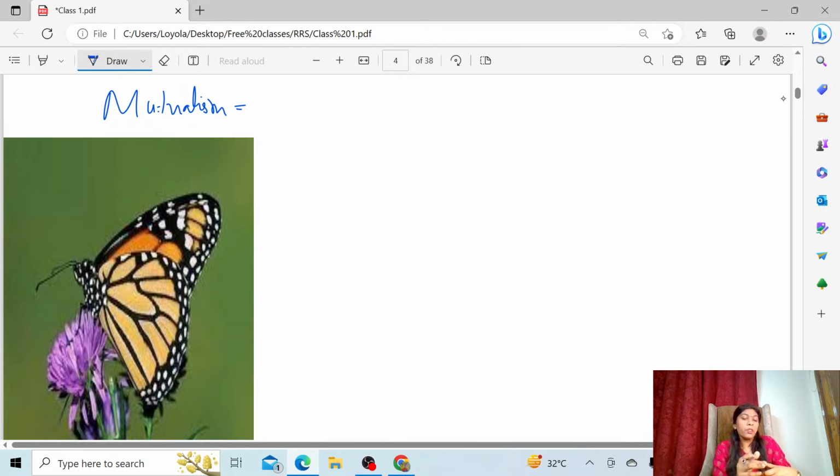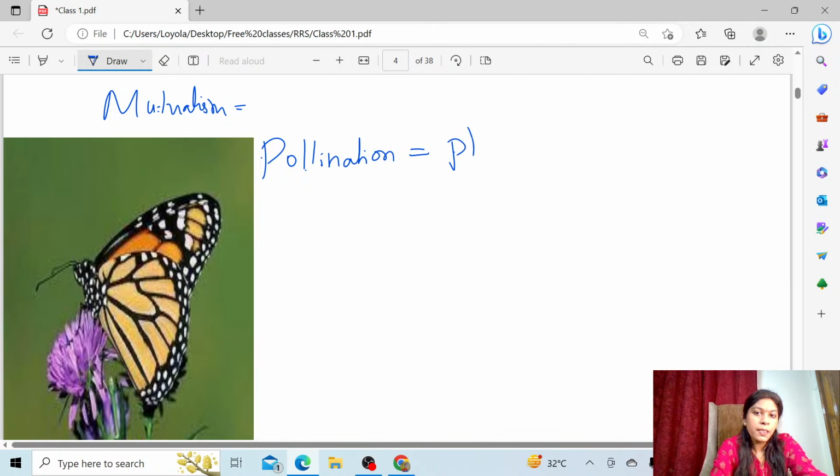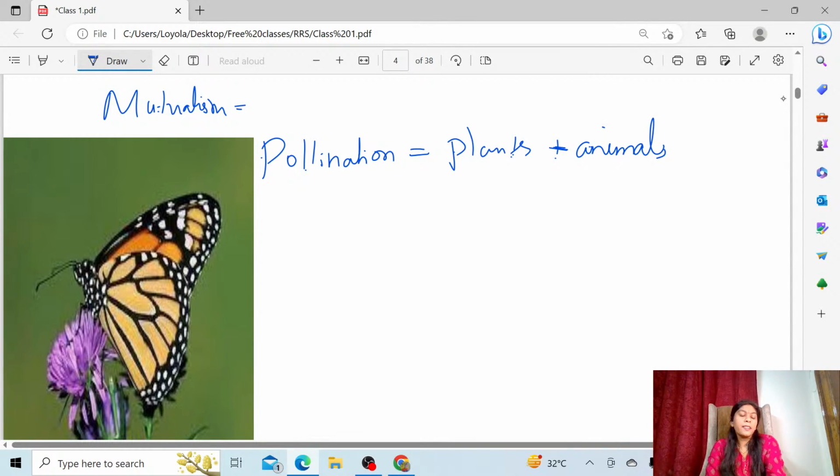Under mutualism, first I would like to bring pollination. Pollination is also a mutualism between organisms. In pollination, what happens? Plants and animals associate. That's an example of pollination. You can see here there is a flower. In the flower, there is nectar. This butterfly needs nectar and the flower needs to spread its pollen. So they will mutually exchange with each other.